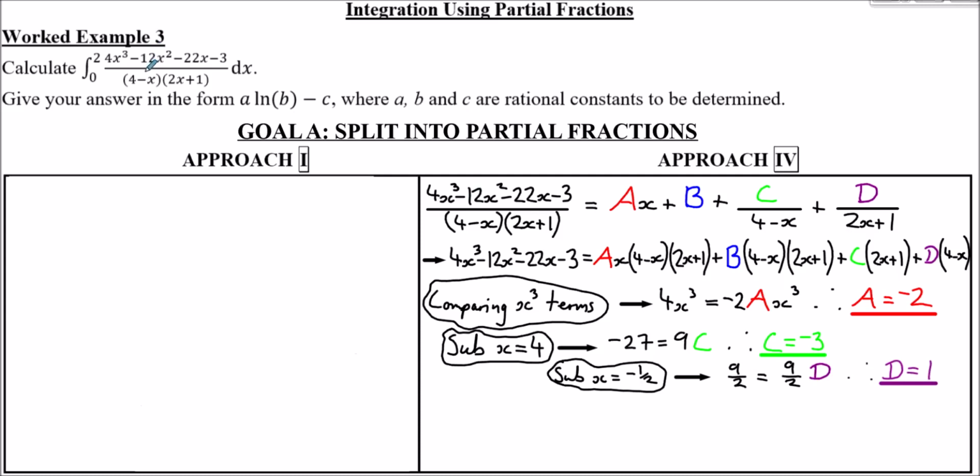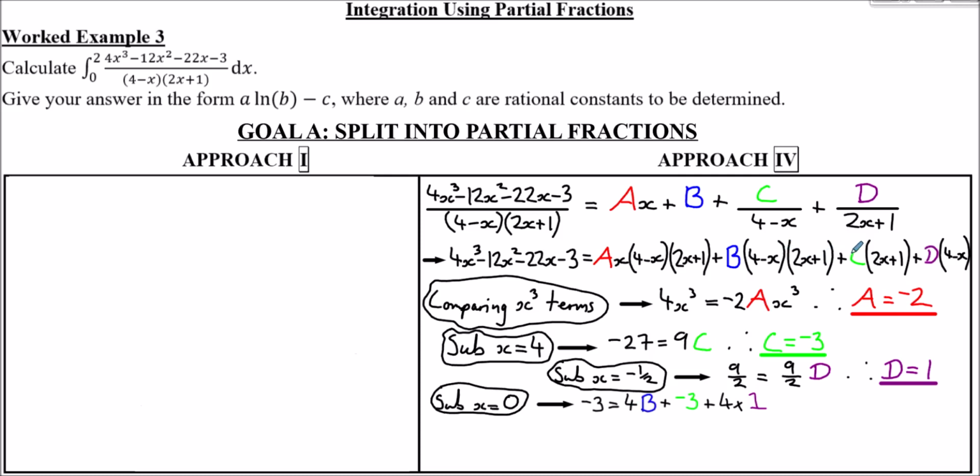Now we need to find b. We can sub in whatever we want to, and then just work out from there. So if in doubt, just sub in x being equal to 0. When we do that, we're going to get negative 3 equals, the a term is going to vanish, by the way, because a times 0 makes this all disappear. We're going to get b multiplied by 4 times 1, so we're going to get 4b.